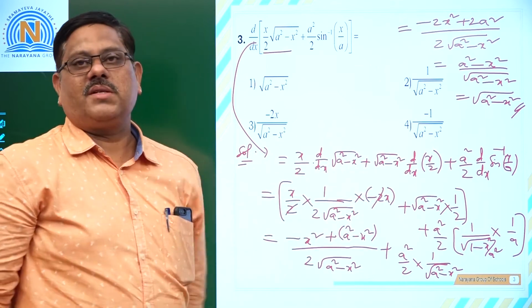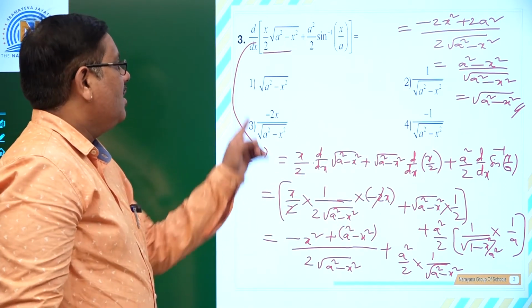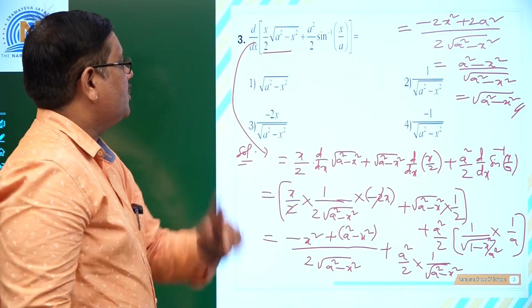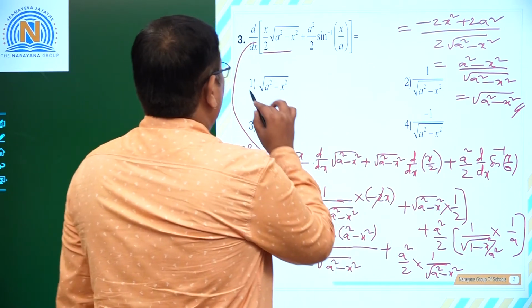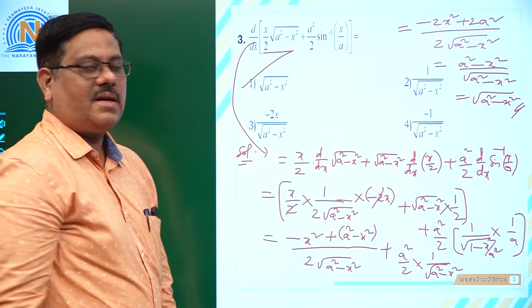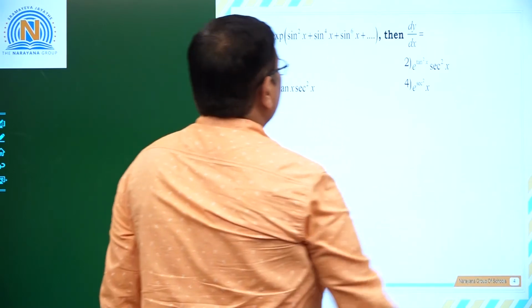So root over a square minus x square is the answer. That is d by dx of this entire function, right? So the answer for this question is the first option, that is the right answer. Let us see the next question.